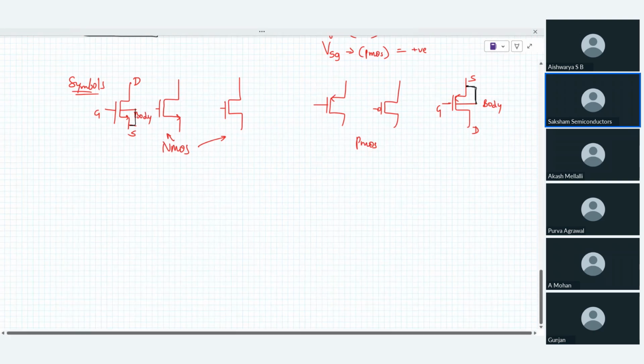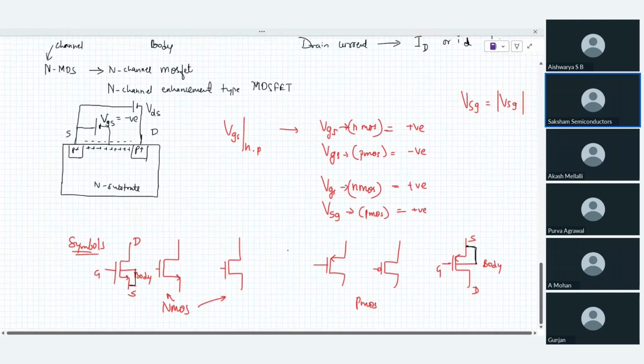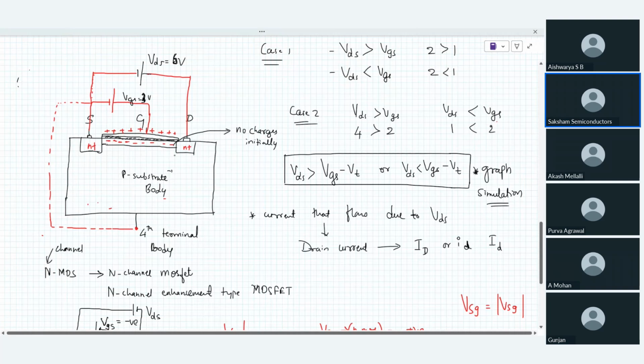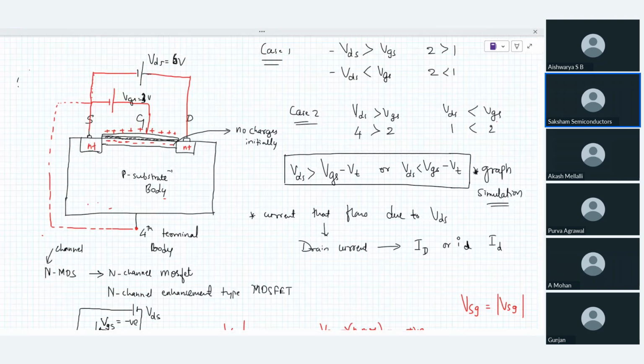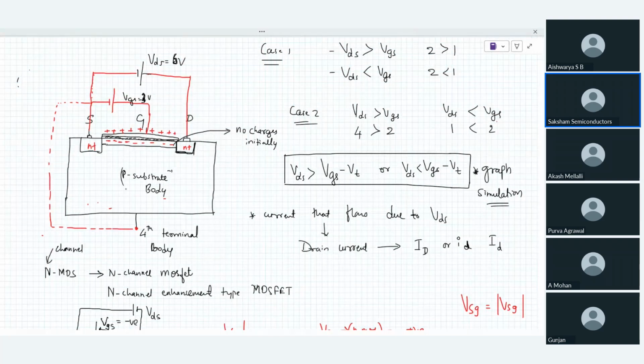What happens if I don't connect this one is something we should address, and I'm going to take it in the next session. Another thing: when you are working on this MOSFET, if you slowly and steadily observe, there is a peculiar action happening over here. This is your entire p-type material in this region, and this is your n-type material.